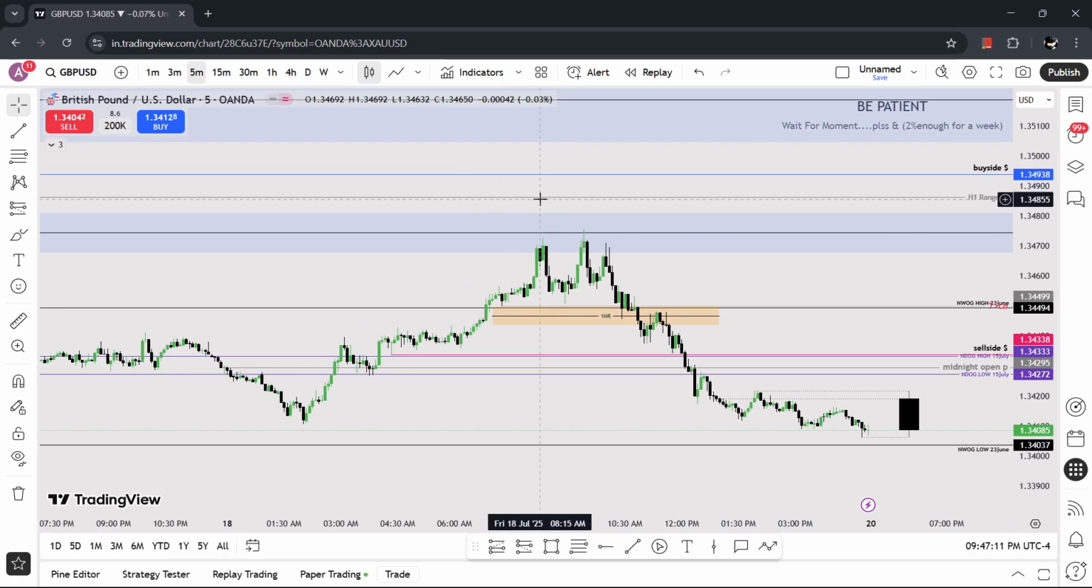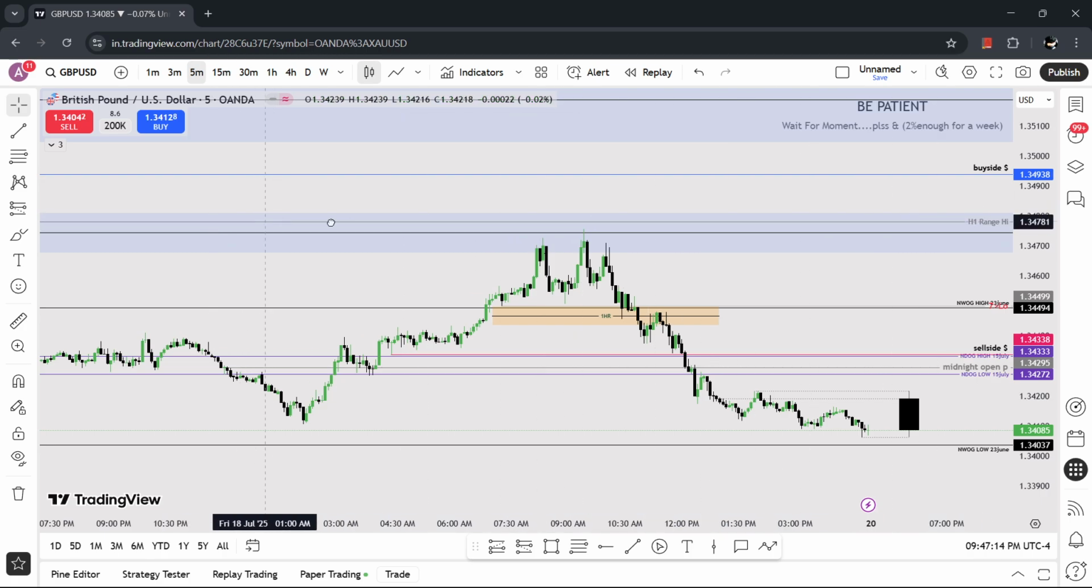Let's move our daily 1 hour range to here.